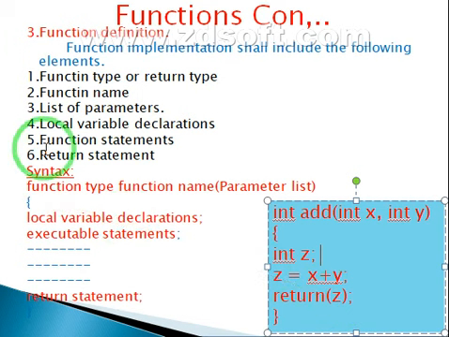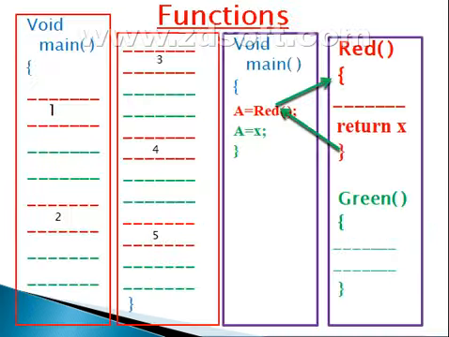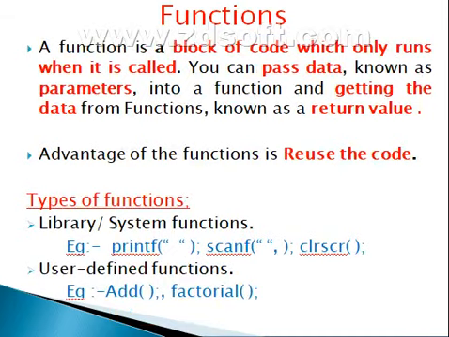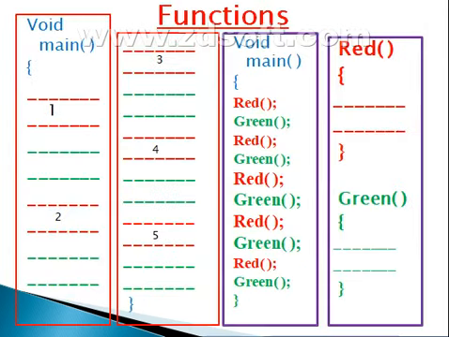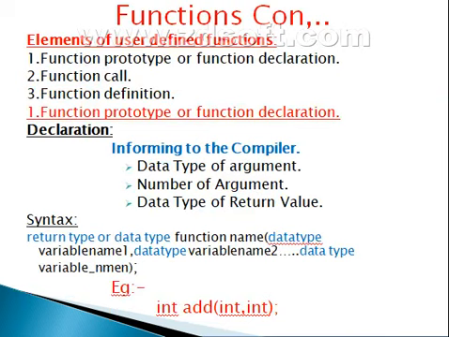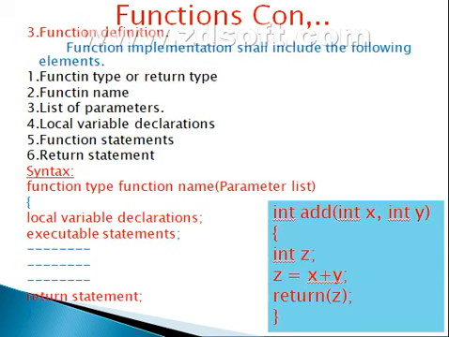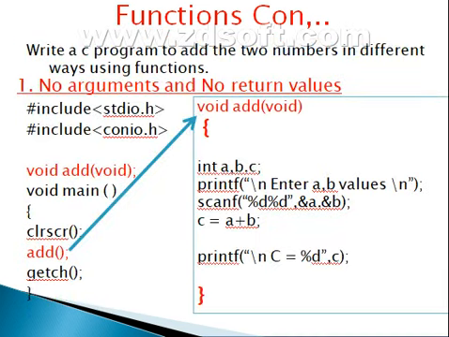Then these are the three elements in the function. So listen properly. So the types of functions are library and user defined functions. Regarding the list of elements of a user defined function: first, function prototype or function declaration, second element function call, third element function definition. Okay, so we already saw the example. Now we are going to discuss how to write a C program to add 2 numbers in different ways using functions.